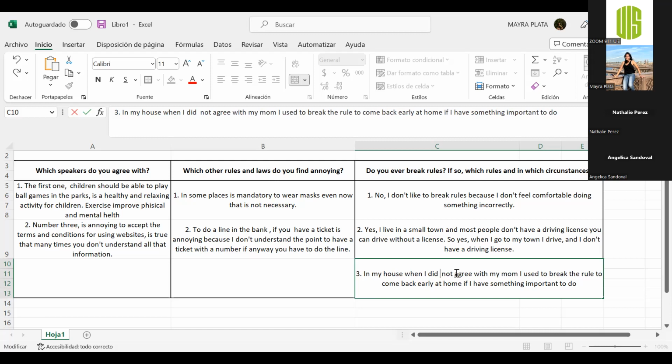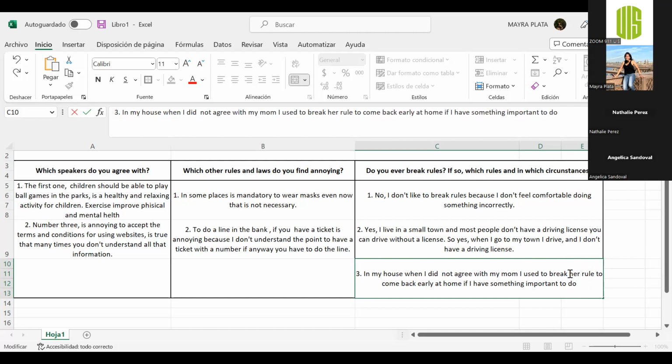So when I didn't agree with my mom, I used the past, no? To make her rule, actually. It could be her rule. No, the rule is fine. But in this case, if you want to specify the rule that was from your mom, that's perfect.